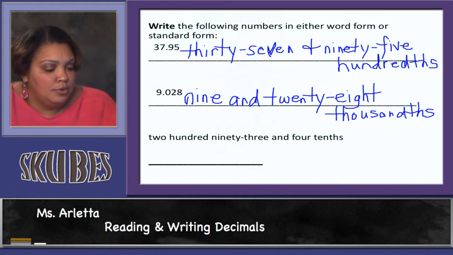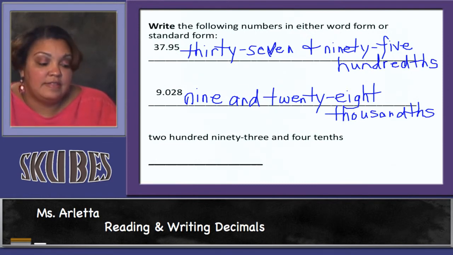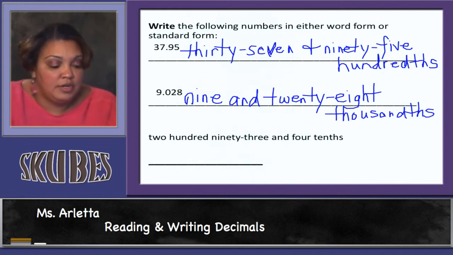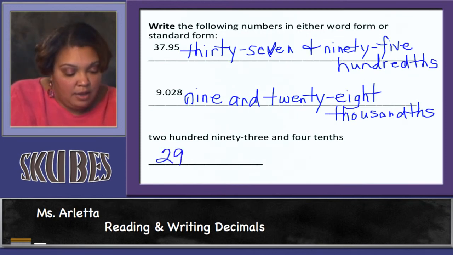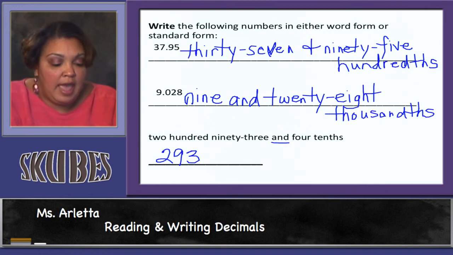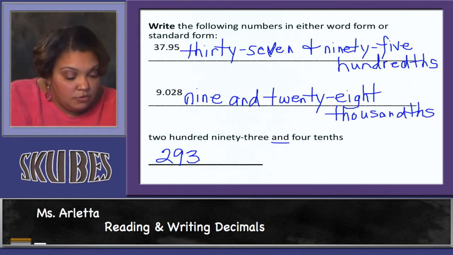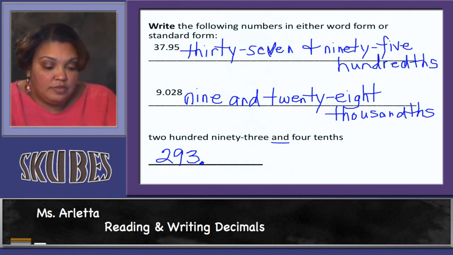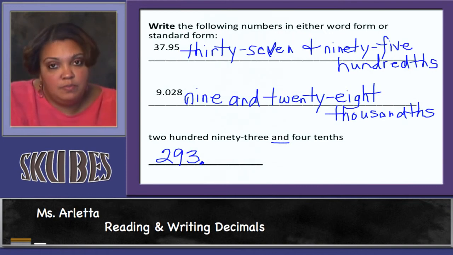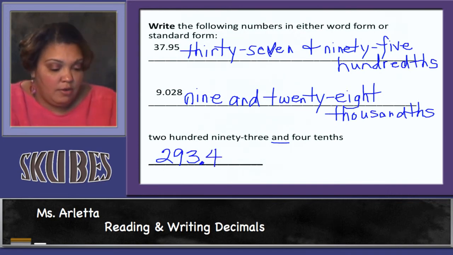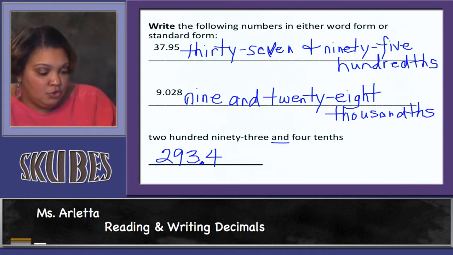Now, the last number here is already written in word form, and now we need to write it in standard form. It is read 293 and 4 tenths. Well, we know the 293 is a whole number, so we can just write that out. We also know that the word and represents our decimal point, so we'll write that out. And 4 tenths. Our very first place value to the right of the decimal point is the tenths, so we would place a 4 there. Always look back at it, make sure you have reread it and written it correctly.